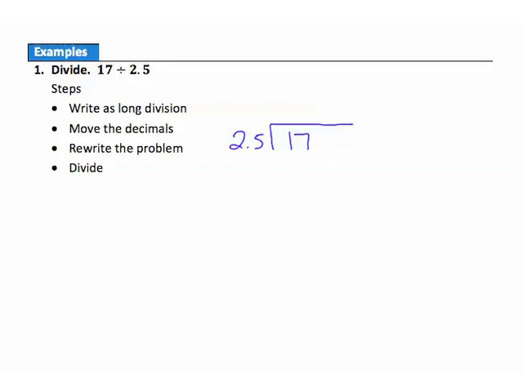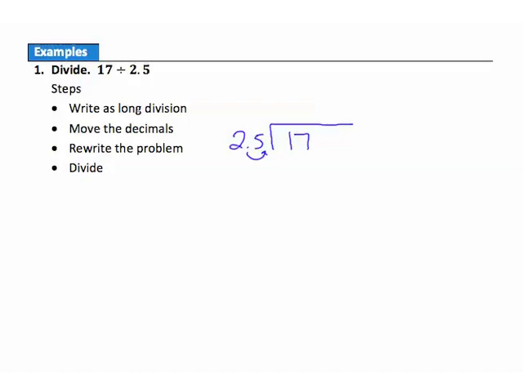Now, we never try to divide by a decimal number. So you notice we're dividing by 2.5 here. What we want to do is move that decimal until it becomes a whole number, which in this case is just going to be one place value that I have to move that decimal. Now, since I move that decimal on the outside one place, I need to match that movement on the inside.